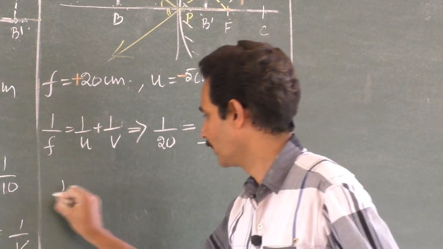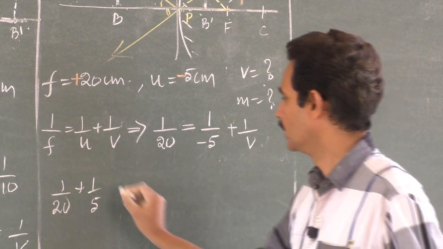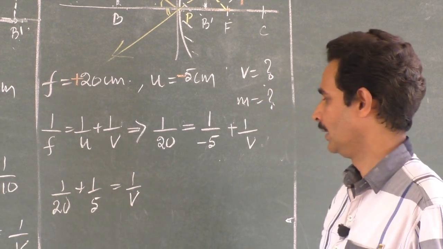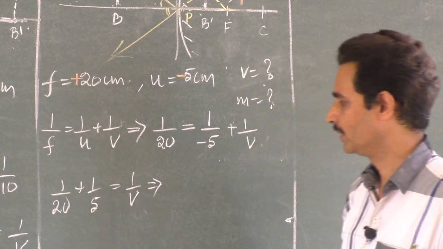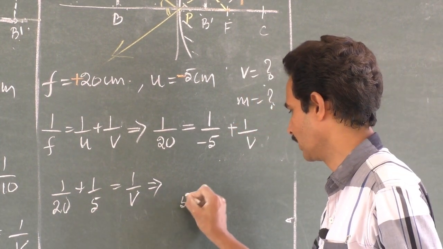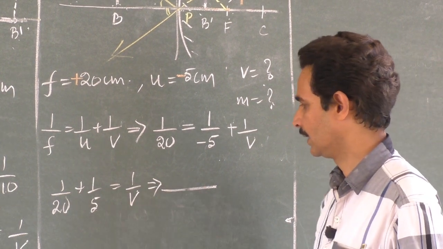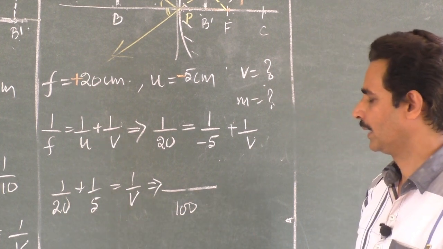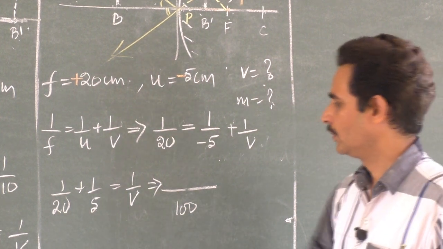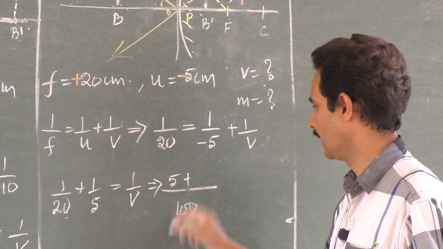Bring this here. 1 by 20 plus 1 by 5, because this comes positive, is equal to 1 by V. So what is 1 by V? I think I can take a common denominator, 50... no, I'll take 100. No problem. I'll take 100 as a common denominator. 25 times 5 plus 5, 20 times 20.